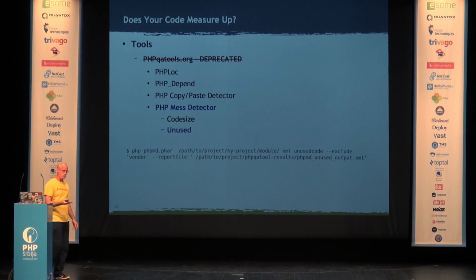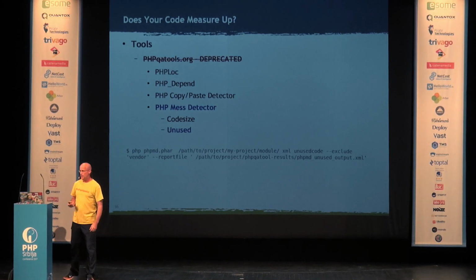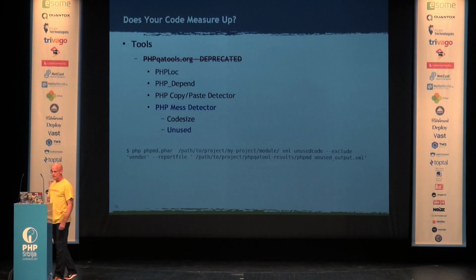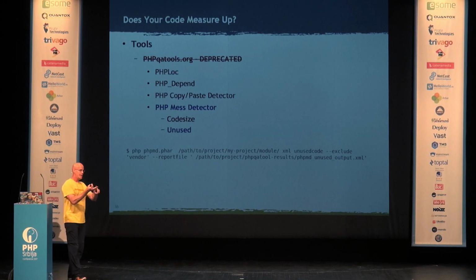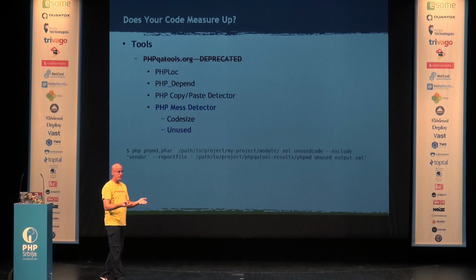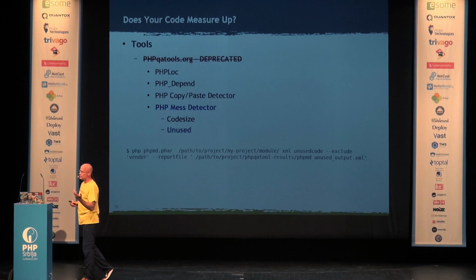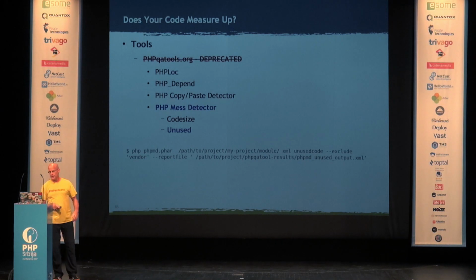Another good one is Unused. Another filter to use with PHP Mess Detector is Unused. Unused allows you to see unused things in your code, unused variable names, unused classes. It doesn't tell you unused files, but it does tell you unused classes, unused functions, unused variables. So that way you can go in and clean them up.